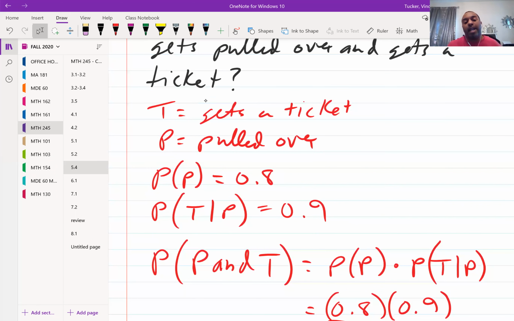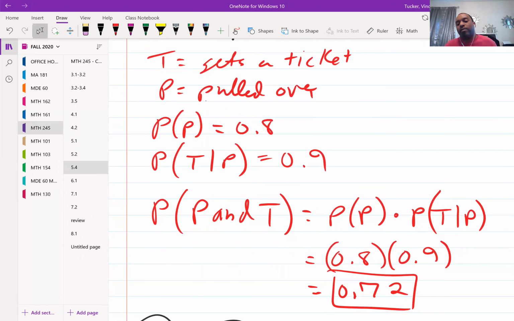So the probability of P and T occurring is going to be the probability that you get pulled over, and then the probability of getting a ticket given that you were pulled over. So that's 0.8 times 0.9, which is 0.72. All right, any questions?